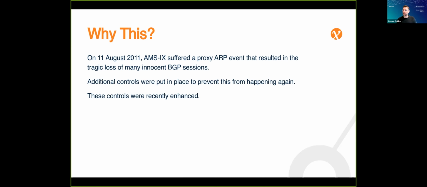So why this particular presentation? Well, about 10 years ago, almost on the dot, AMS-IX suffered a proxy ARP event that resulted in pretty much a meltdown on the peering LAN. And at that point, we realized that we needed to put additional controls in place to prevent this from happening again. The reason I'm giving this presentation is that we recently enhanced those controls, so they should be even better in detecting proxy ARP.